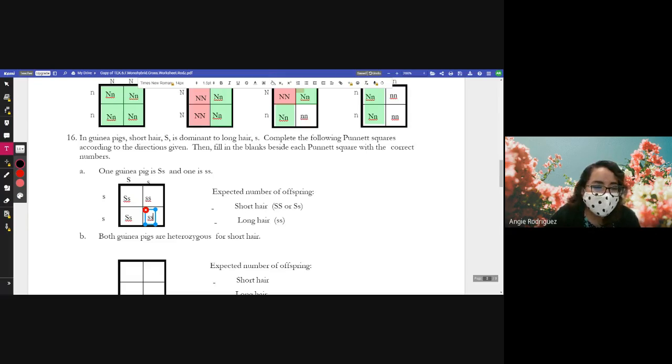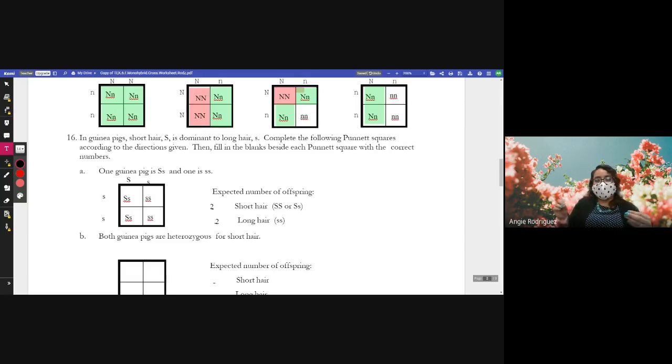Okay. The extra step that they want us to do here, you see here where it says expected number of offspring? They're asking how many short hair, or how many do I have of big S, or big S, small s? How many do I have of those for short hair? Two. Very good. On the left side of the square, right? How many do I have for long hair? Yep. Okay. And then two again, right? Because on the right side. And that's it for A.